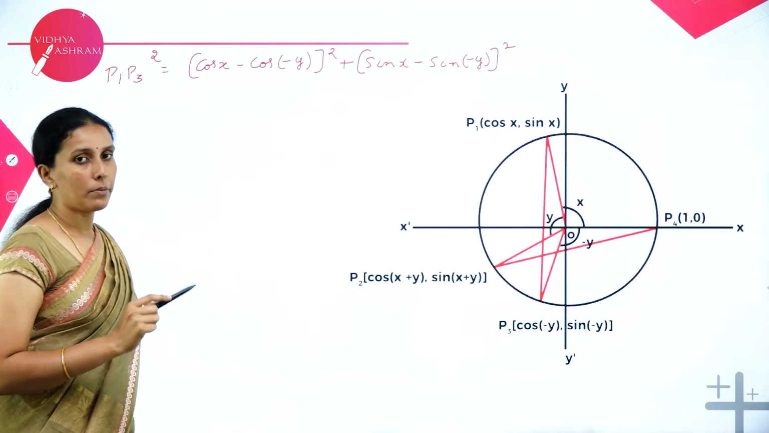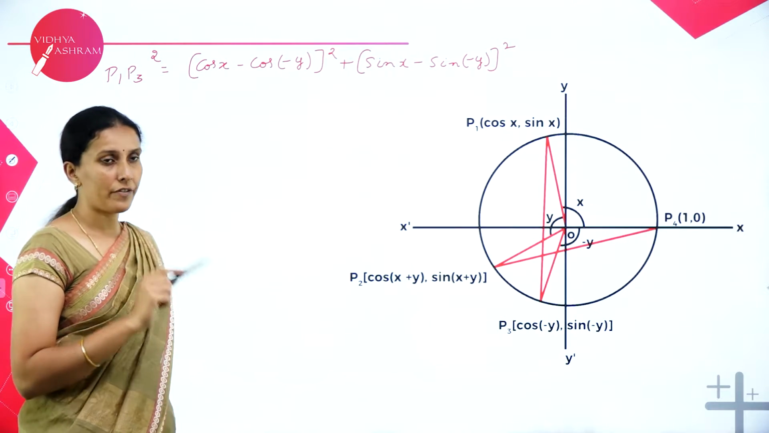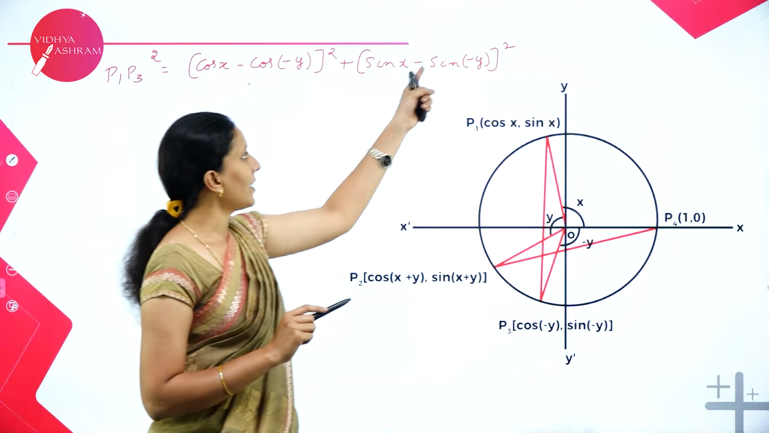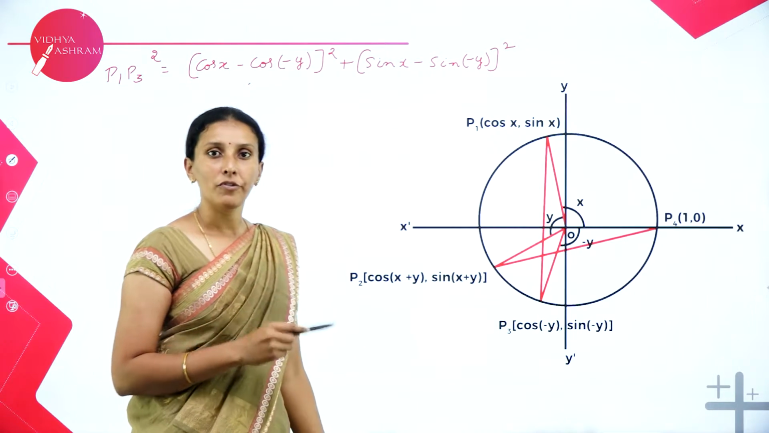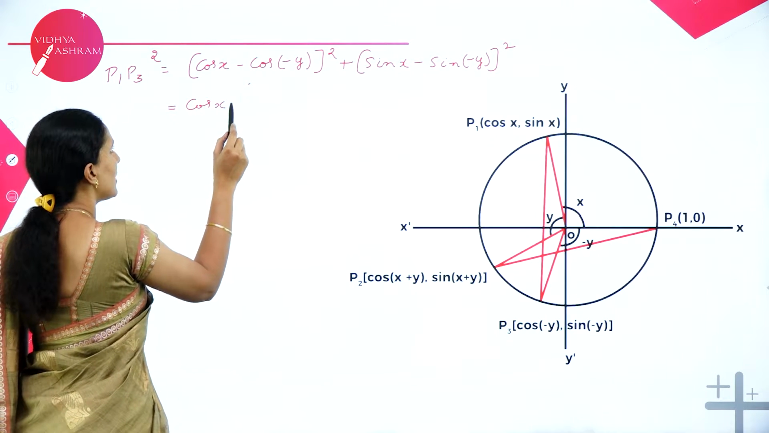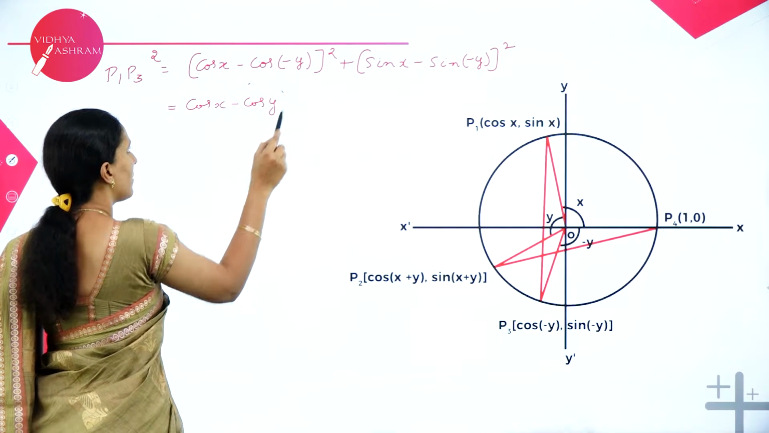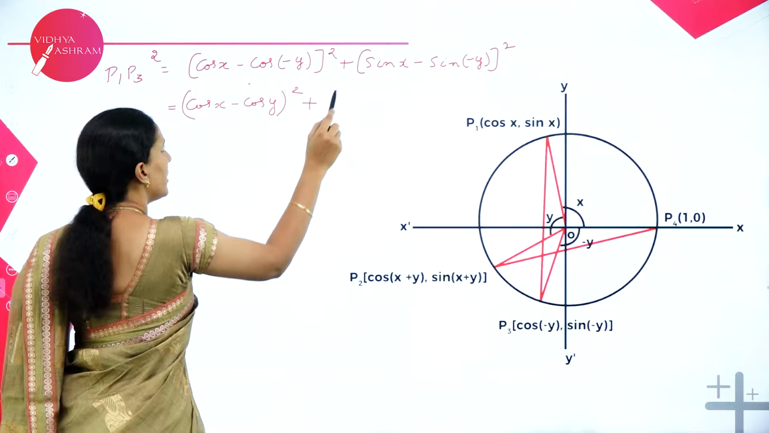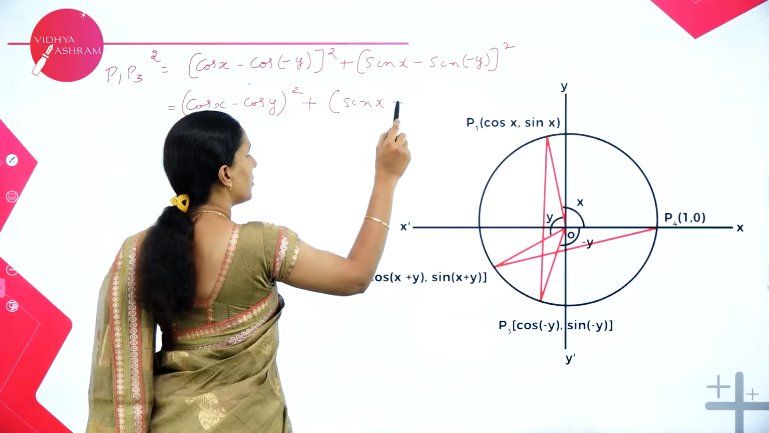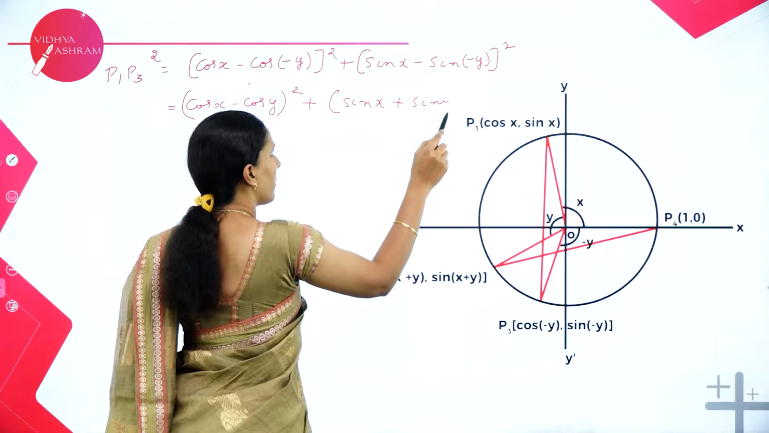So we have seen from the properties of trigonometric functions that cos of a negative angle is always positive, whereas sine of a negative angle is the negative of the sine function. So therefore here I can write this as (cos x minus cos y) whole square, plus (sin x minus sin y) whole square.